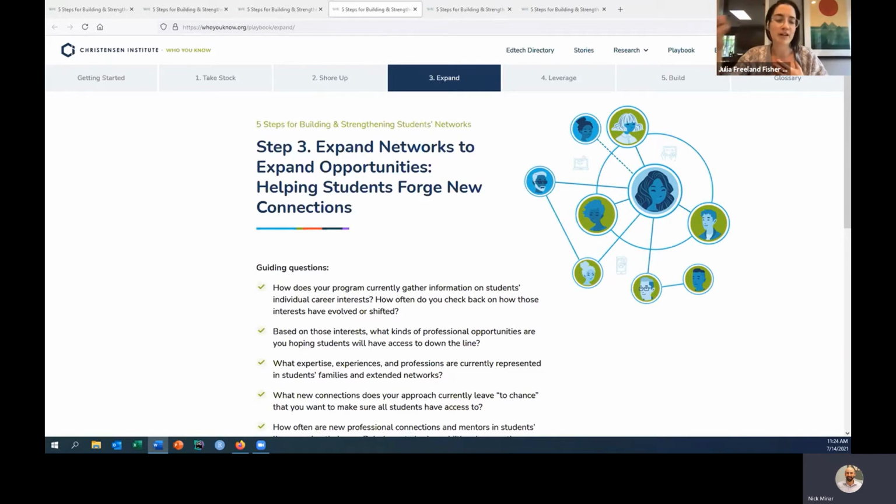The second, I'm going to just beat a dead horse here, which is, before you try and expand a student's network, find out who they already know, but who they might not be mobilizing, right? Because that's a version of expanding their network. It's actually tapping their existing network in a new way, right? So that harkens back to step one.